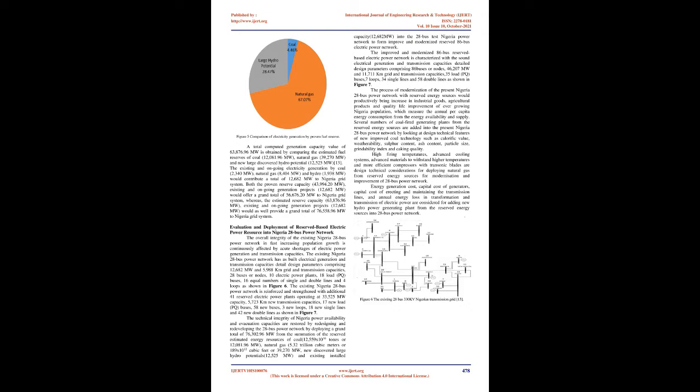The reserved estimated energy resources of coal, natural gas, and new hydro potentials can contribute a total of 63,876.96 MW to the grid system, and when added to the existing installed capacity of 12,682 MW will give a total of 76,558.96 MW. Only 60.4%.